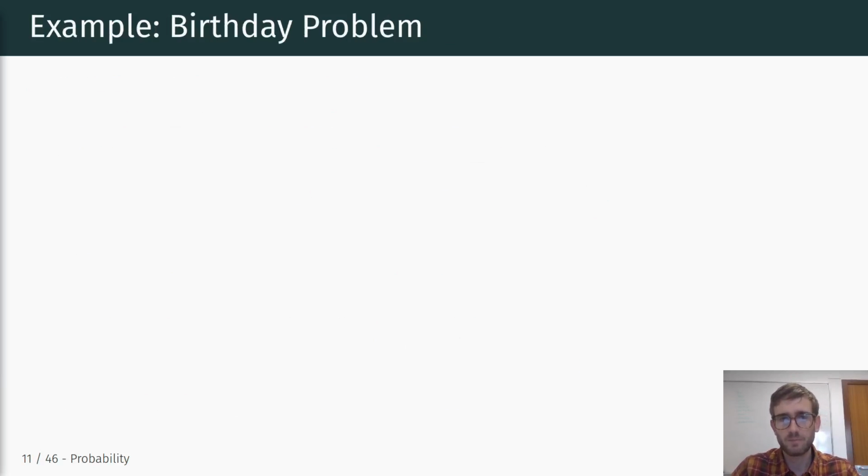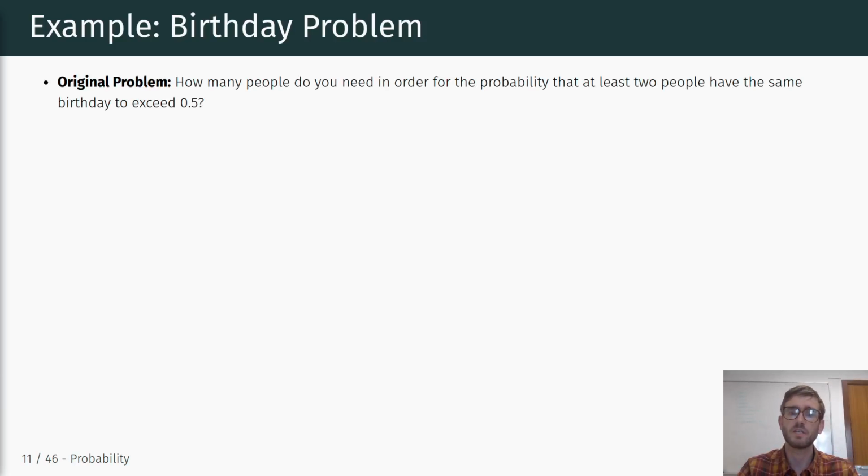The first example that we're going to talk about is the birthday problem. And we're going to look at this problem from two different perspectives, or with two variations. The original question is how many people do you need in order for the probability that at least 2 people have the same birthday to exceed 0.5, right? So how many people do you need in a group so that you have more than a 50% chance that 2 people have the same birthday?